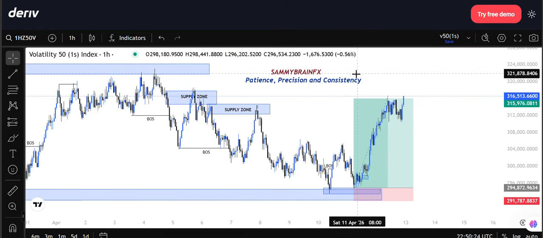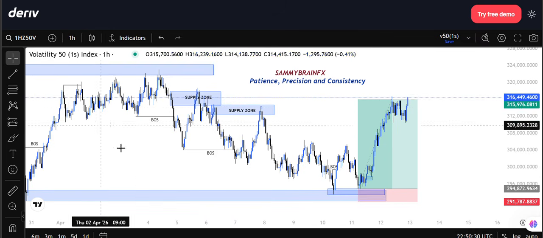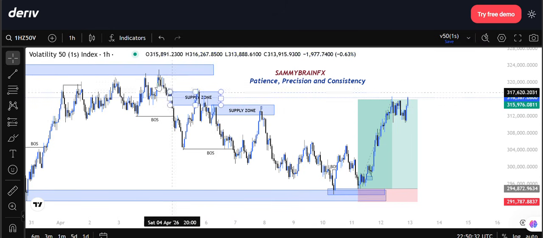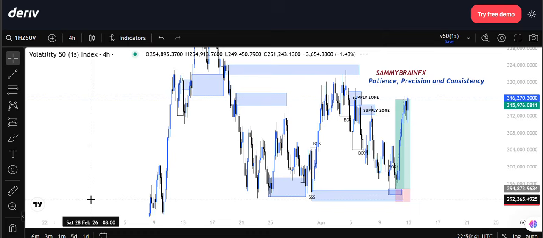Alright, so without further ado, let's dive in. Looking at the chart before us, we see that Volatility 51X Index was on a downtrend. Now this is a 1 hour time frame. So let's go to our 4 hours time frame.